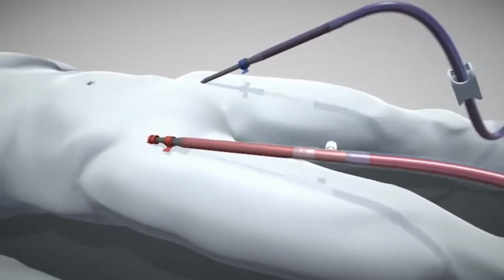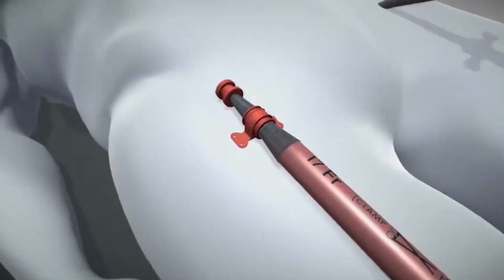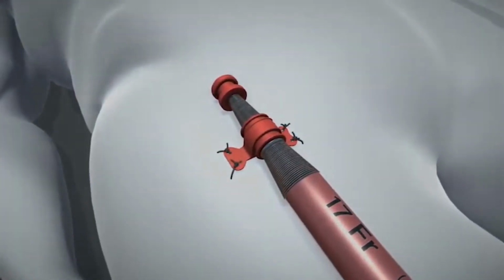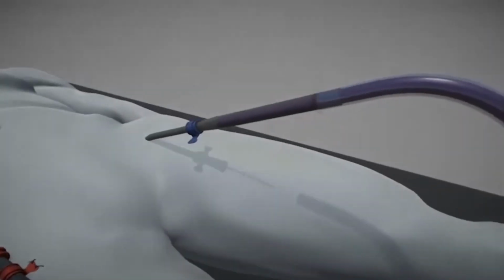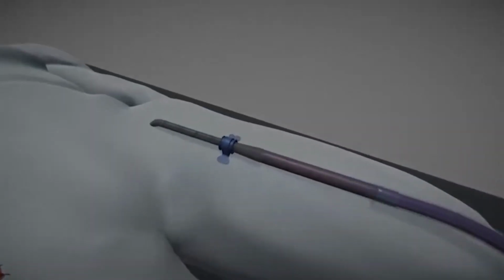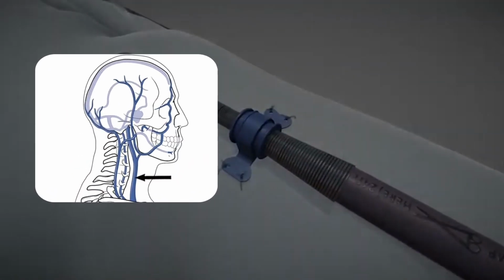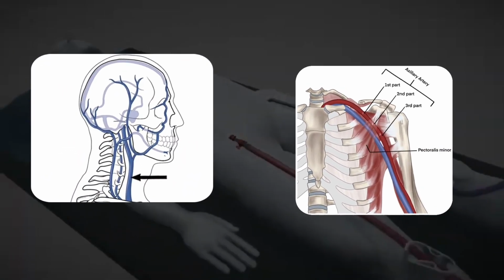For VA ECMO, venous cannulas are usually placed in the right common femoral vein for drainage, and the arterial cannula is placed into the femoral artery for infusion. If femoral vessels are unsuitable for cannulation, in such a case, the internal jugular vein can be used for drainage and the axillary artery for reinfusion.